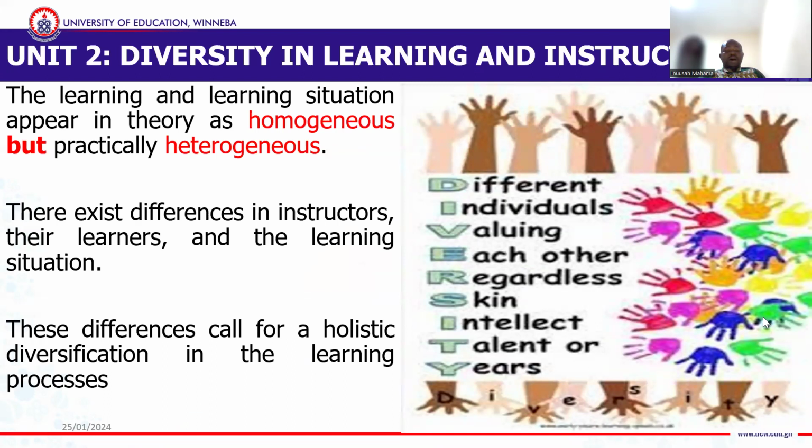Our unit 2 is about diversity in learning and instruction. As the picture depicts, we have different individuals valuing each other regardless of skin, intelligence, talent, or years. We may find ourselves in a common environment, but then we are different. What I see to be A, you can see to be B. What I see to be 9, you can see to be 6.